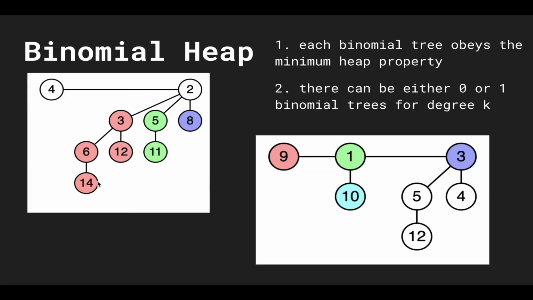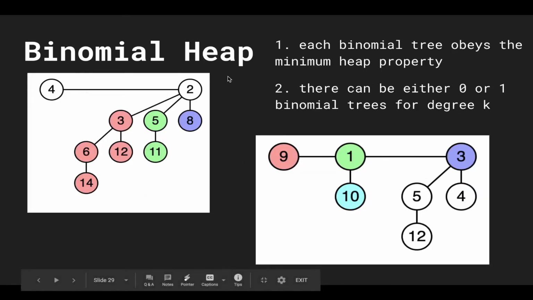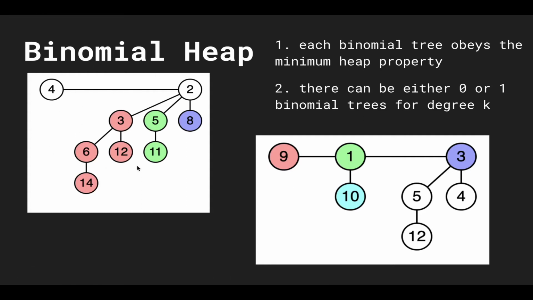Here are two examples of binomial heaps, and notice that these two properties are satisfied for both of these heaps. So here in this binomial heap, each tree obeys the minimum heap property. You can check for every node that it's less than all of its children. 2 is less than all of these children, 3 is less than all of these children, and so on. So it's similar to your regular old heaps. And this satisfies the second property as well, because there can be either 0 or 1 binomial trees for degree k.